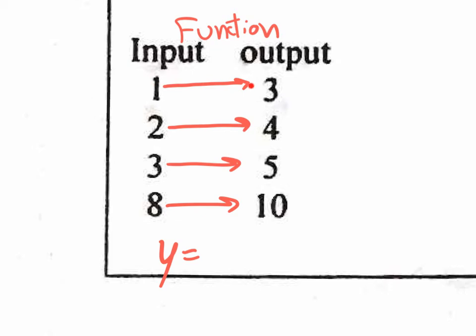Oh, you just add 2 on all of that. Yeah, you just add 2. So right here, it would say y equals, take the x value, your input, and just add 2 to it. That would be the actual function that represents this input-output table.